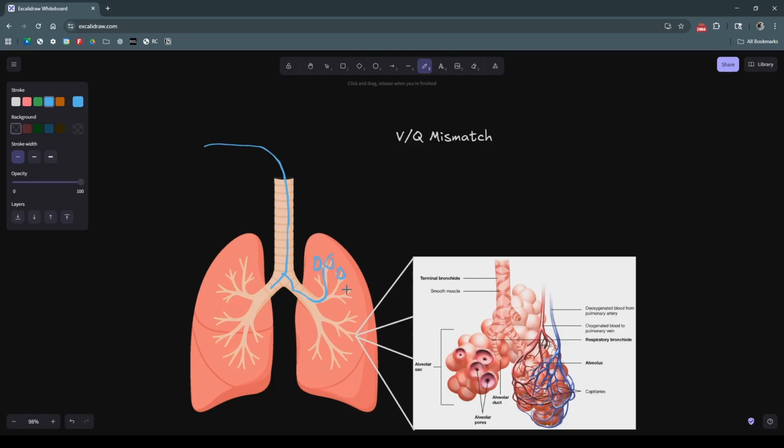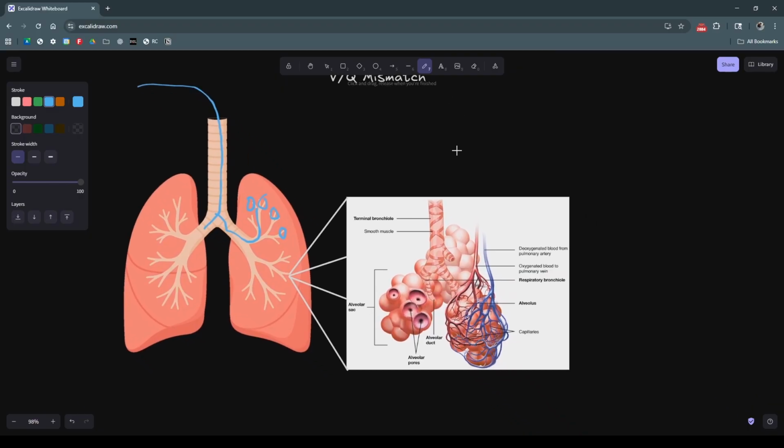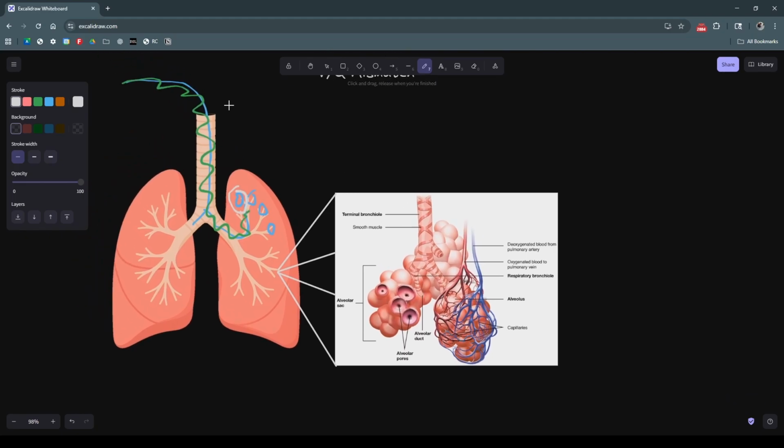And that's important to note, simply because we have air moving through this space that is ventilation, but not respiration, right? In fact, it only becomes respiration once we get into the alveoli. And so we refer to this whole bit here as dead space.